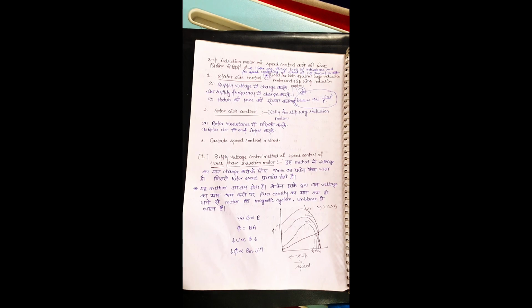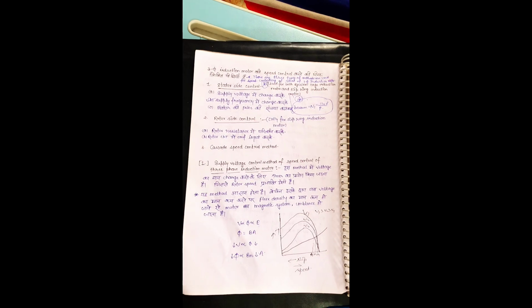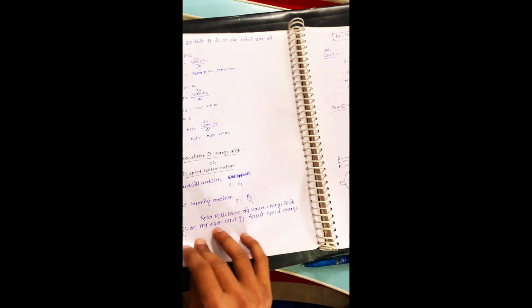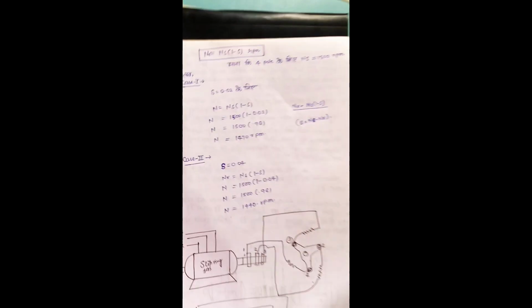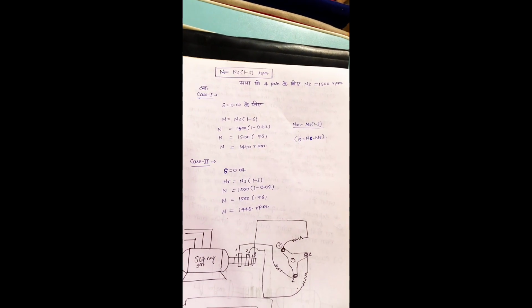Second method of speed control of a three-phase induction motor is rotor side control. This method is only used for slip ring induction motors. Let's start. In standstill condition, S is equal to R2 upon X2. At running condition, S is equal to R2 upon X2. The value of slip can be changed by changing the value of rotor resistance, so that the speed of the three-phase induction motor changes. By the formula, you can see Nr is equal to Ns(1 minus S) RPM.